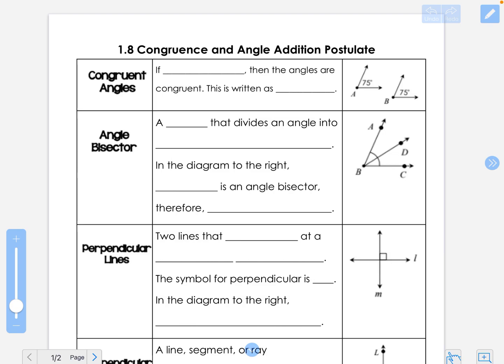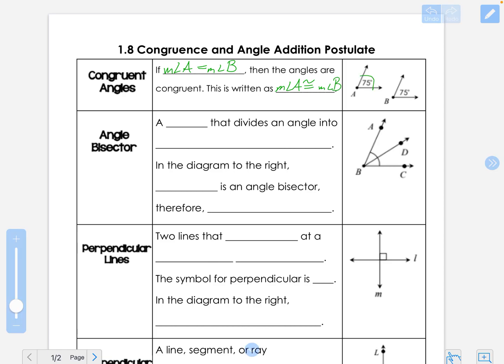Today we're going to look at angle congruence and the angle addition postulate. First, we talked about this with line segments, but we're going to talk about it again with angles. Congruent angles means that if, in the example to the right, the measure of angle A is equal to the measure of angle B, then the angles are congruent. The way we write this is the measure of angle A is congruent, using our congruent sign, to the measure of angle B.